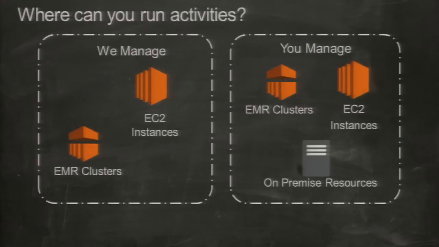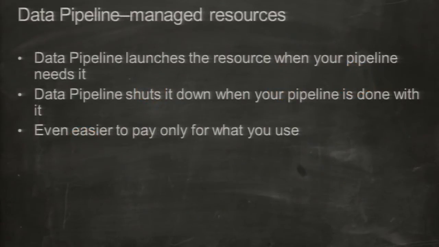And we can run these on 2 classes of compute resources. So we have ones that we manage and ones that you manage. Let's talk about the difference and cover the ones that we manage first. So what does it mean for a data pipeline to manage a resource for you? Well, what this means is that Data Pipeline watches your data nodes for readiness, and when all of the preconditions for an activity are met, it will actually launch the resource for you, run all of the activities that need to happen on the resource, and then tear it down. So if you're doing something like daily analytics that take 3 or 4 hours, this is going to potentially save you a bunch of money compared to just having a compute resource sitting there idle half the time. So easier to pay for what you use.